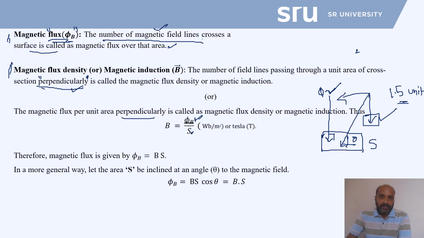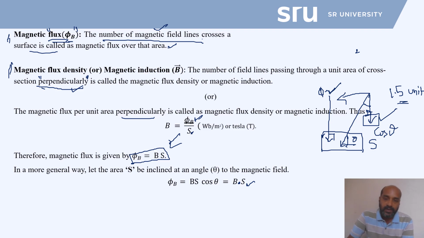So from this equation you can write that flux is equal to B into S. This is the generalized equation, so the magnetic flux is B S cos theta, because this component is cos theta. So B S cos theta, or you can write B dot S.